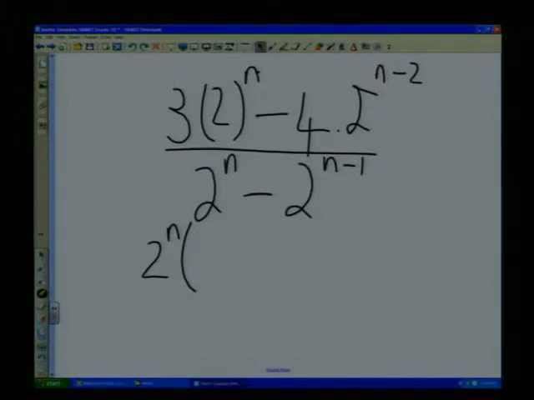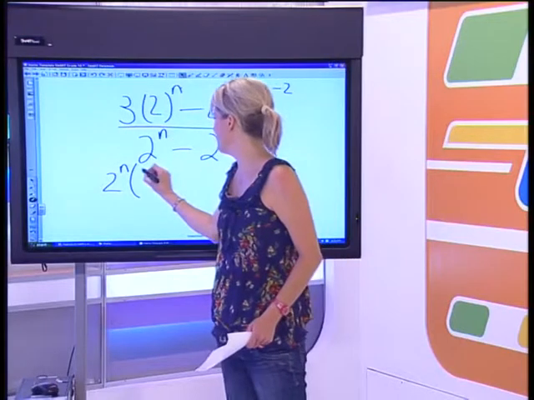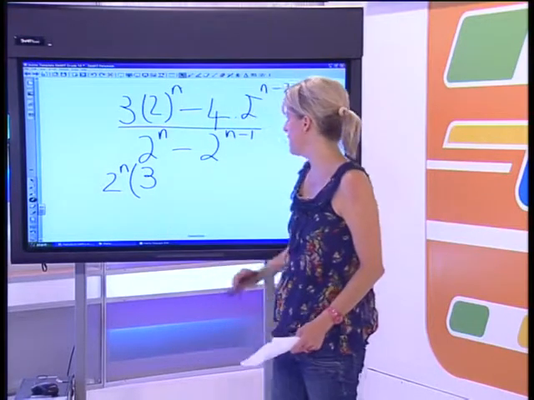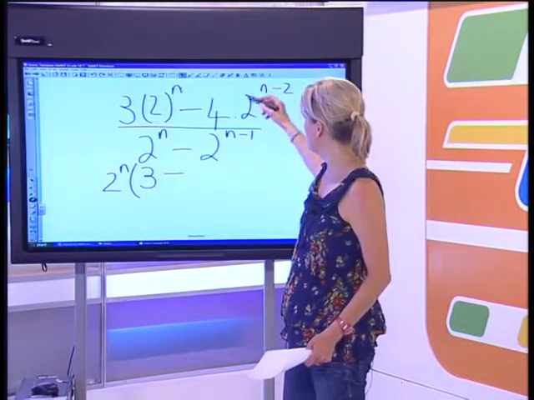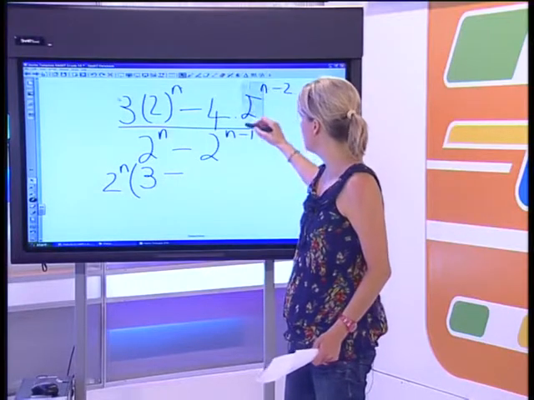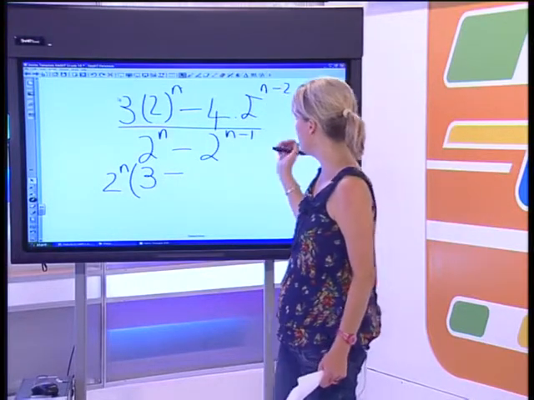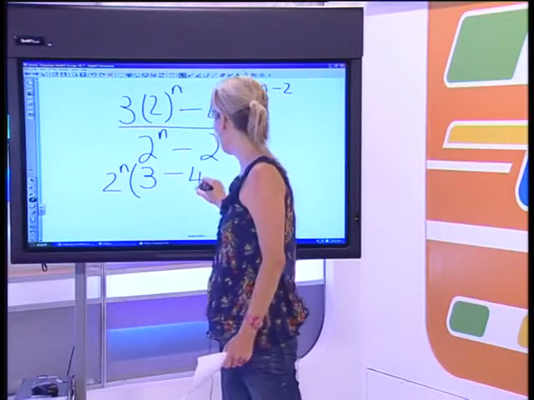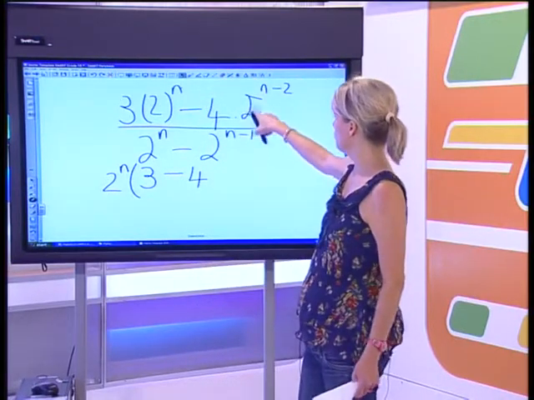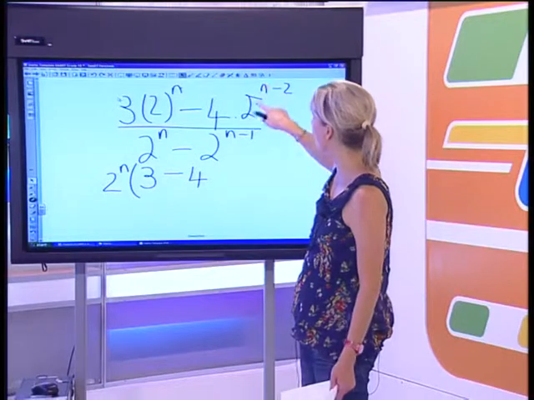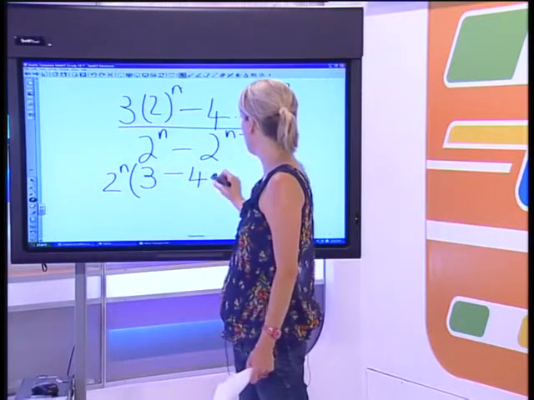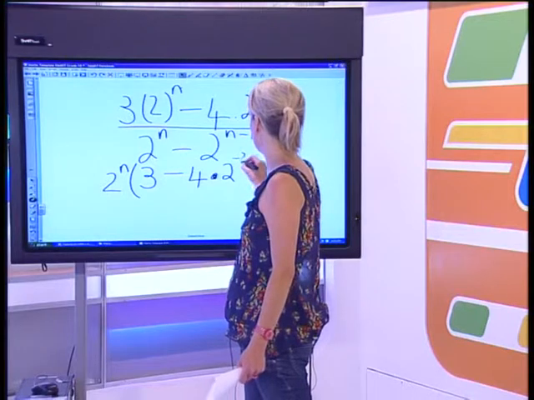So if I take out 2 to the power n as a common factor, from my first term, I have now taken out the 2 to the power n, so I'm left with 3. So that's all very fine, minus. Now, if I look at the second term, I'm going to take out 2 to the power n, but now we must be very careful. The 2 to the power n gets taken out as a common factor. I am left with 4, but I am also left with 2 to the power negative 2. That is very, very important. So there's the 2 to the power n, that's gone, but this is the bit that you guys are forever forgetting. So 2 to the power negative 2, like that.